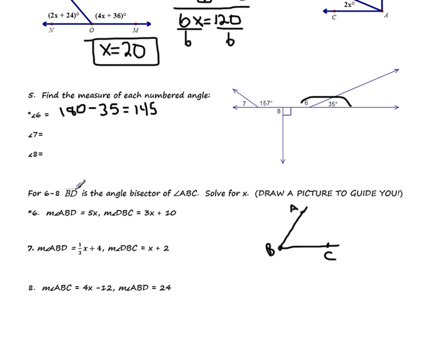BD, that's the ray symbol. So BD, draw an angle bisector. So what this means is that this ray cuts the big angle in half, meaning that each of these two angles are equal. And number 6 says that ABD is 5x and DBC is 3x plus 10.